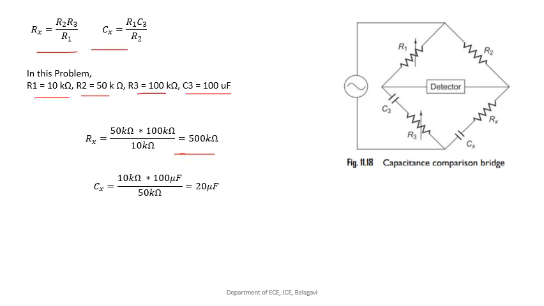If you substitute, you will get around 500 kilo ohms as the value of Rx, and the Cx value will be around 20 microfarad. Finally, you have to draw a simple diagram where you represent the resistance and this capacitance. This is your Rx whose value is 500 kilo ohms, and this is your Cx whose value is 20 microfarad. So this is what you have to do.